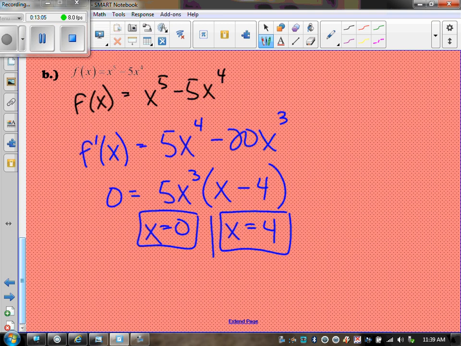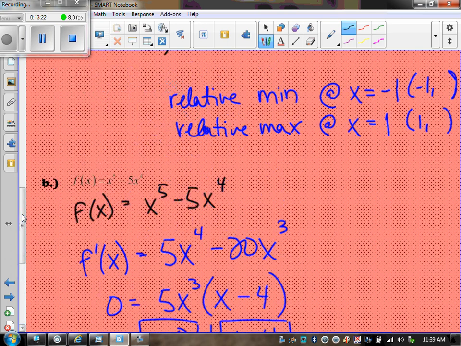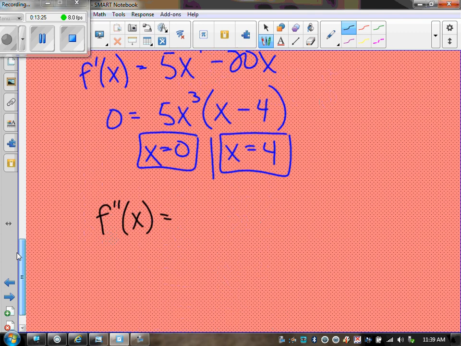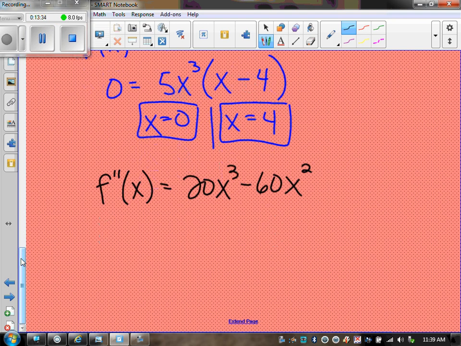0 and 4 will be my critical numbers. That's why I have possible maximums or minimums. But I don't know for sure unless I start testing some values. But I don't want to use my first derivative. I want to get used to using my second derivative also if I need to. So let's go ahead and find my second derivative. My second derivative would be 20x cubed minus 60x squared, right? All right, so that's my second derivative. Now I want to test my critical numbers in my second derivative.